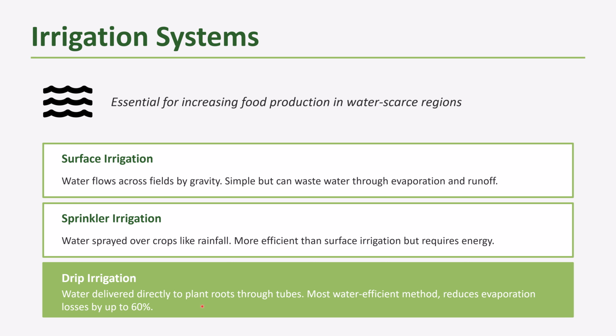As we consider our sustainability goals, specifically SDG 6 for clean water, choosing the right irrigation system becomes a vital decision for any modern farmer.